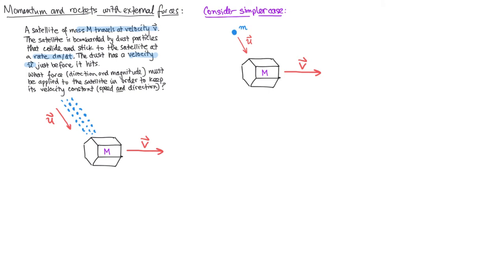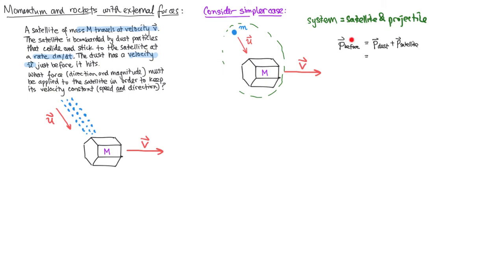In this case, we first define our system to be the collection of both of these objects. Our system is the satellite and projectile. Then we can say something about the momentum of the system before and the momentum of the system after the collision. So let's do that.